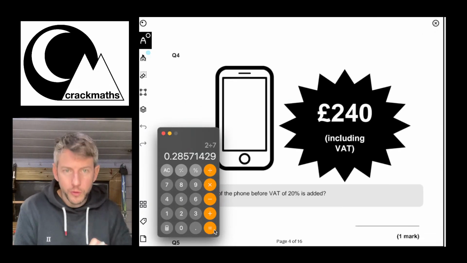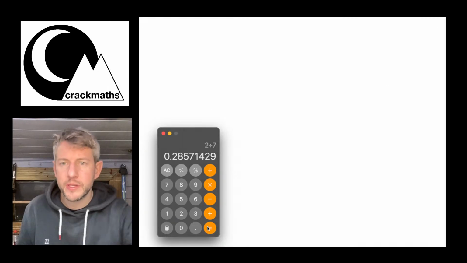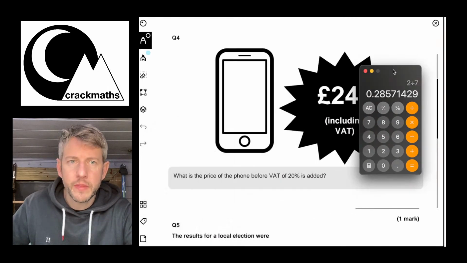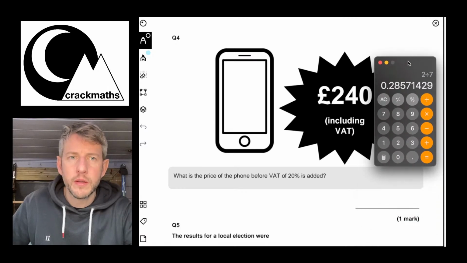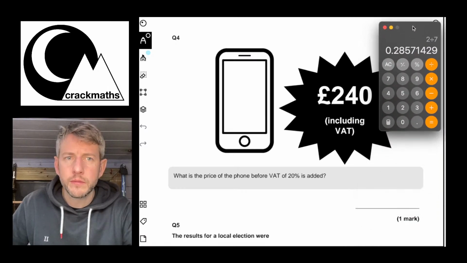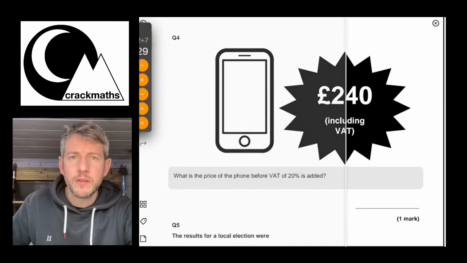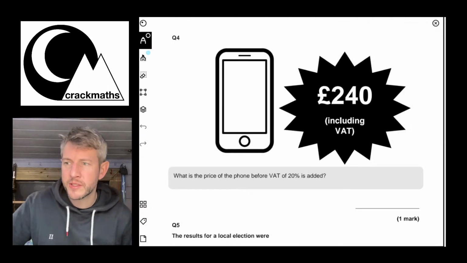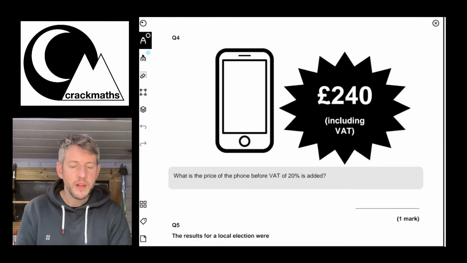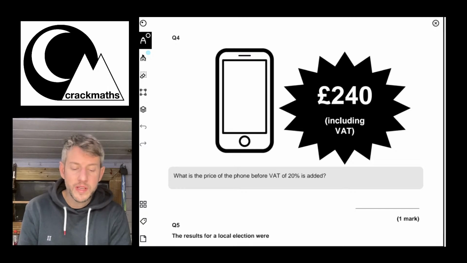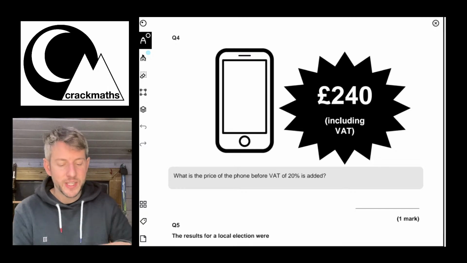Okay, question 4. Okay, here we go. Let me just move this calculator out of the way. Maybe I'll put it up here. Actually, I'm just going to move it off screen slightly for the time being. Okay, so the question 4 says, the phone is £240 including VAT. What is the price of the phone before VAT is added at 20%?